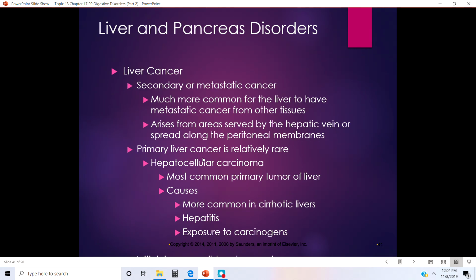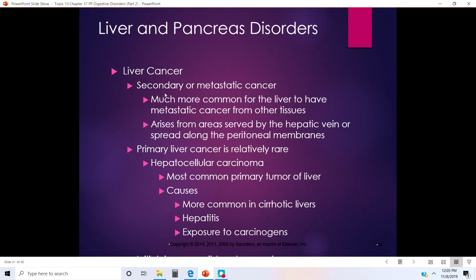Okay, so that takes care of our cirrhosis. So the last thing we want to take a look at in this lesson is liver cancer. Now, liver cancer can be primary, meaning that it starts in the liver. But most of the time when we hear liver cancer, it's usually secondary or metastatic, meaning that it's coming from other tissues. Maybe it came from the lung, the breast, that type of thing. So secondary or metastatic cancer is much more common for the liver to have from other tissues.